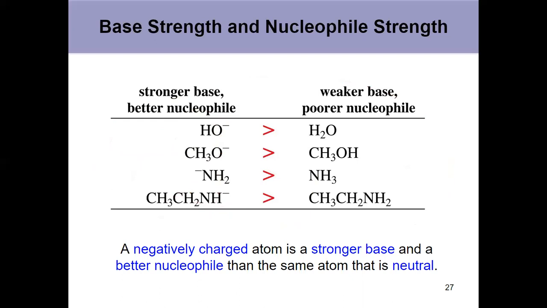We call nucleophiles good or poor, so you see better and poor. We call bases strong or weak.